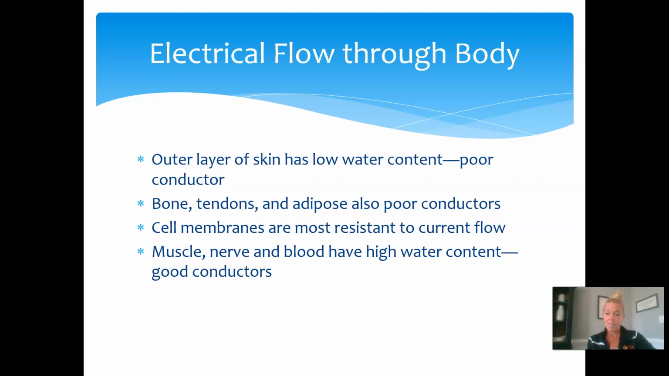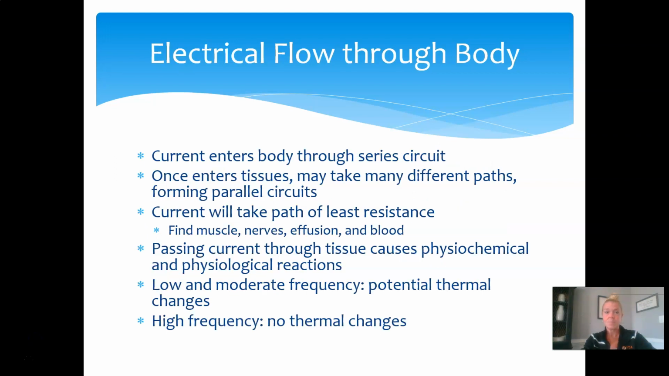Cell membranes, because they are a phospholipid bilayer, are also somewhat resistant to current flow, but we are typically able to overcome that. Muscle, nerve, and blood all have high water content, so those are all considered to be pretty good conductors, which again is good because that's typically what we're aiming for with our treatments. The current is going to enter the body through a series circuit. Remember, a series circuit is one set route, so that's where the electrode is placed on the tissue, and then once it enters the tissue, it will form parallel circuits and find the path of least resistance. So it's almost as if it's going to seek out the blood, the muscle, the nerves, the things we want it to target.